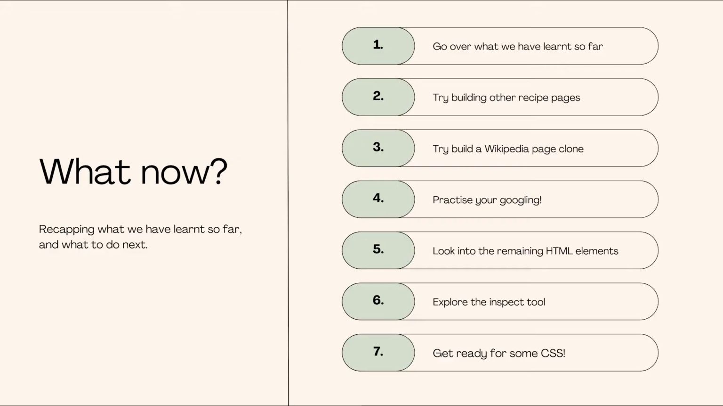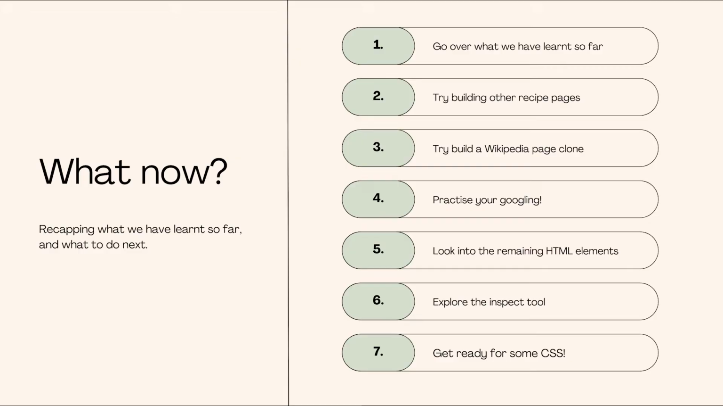Next, I would also like you to try practicing your Googling. We did a little bit of practicing Googling so far in this tutorial, but you're going to be needing it a lot more as you progress as a developer. In CSS especially, there are many properties and attributes that exist, so being able to Google them correctly is definitely a skill that we should acquire.